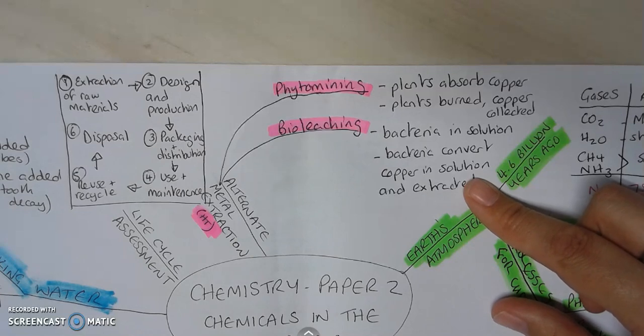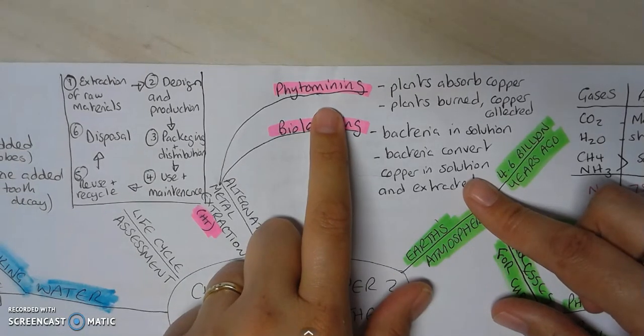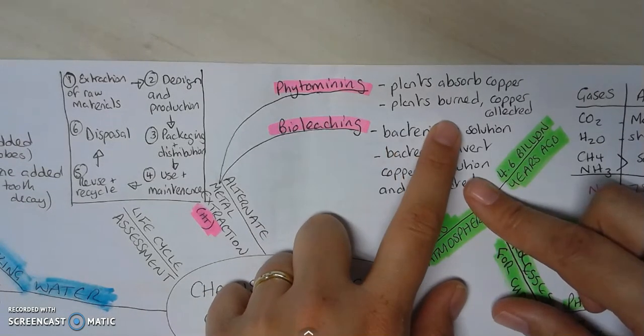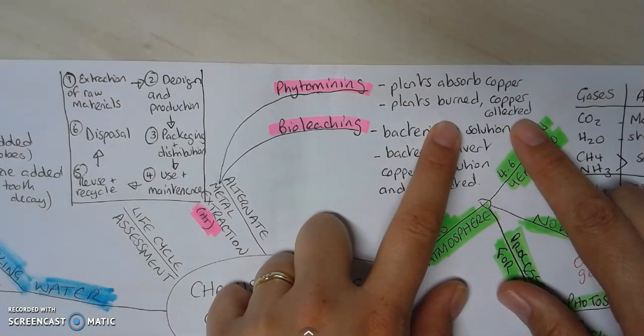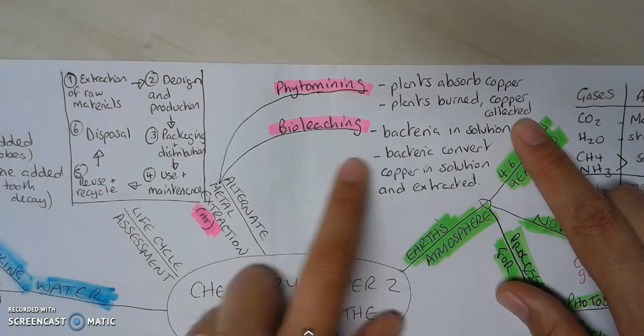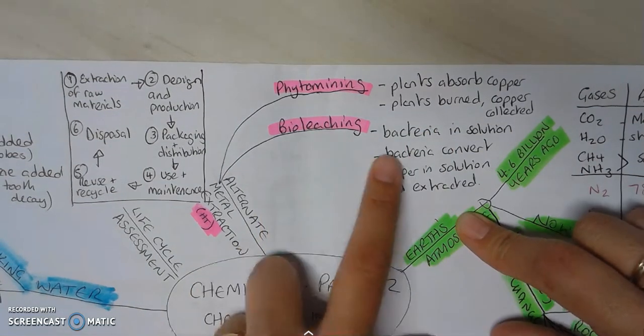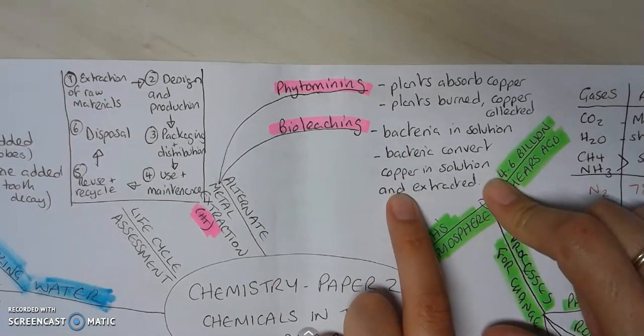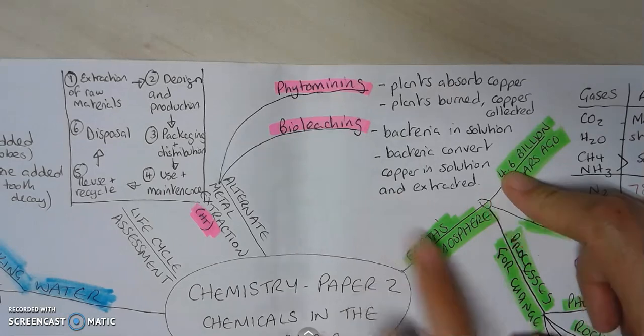So you've got this thing called phytomining. It means the plant absorbs copper, the plant is then burnt, and then we can collect the copper. Tiny amounts, but still important. And lastly, bioleaching. For this, we can use bacteria in a solution. The bacteria convert copper in the solution, and then we can extract it.